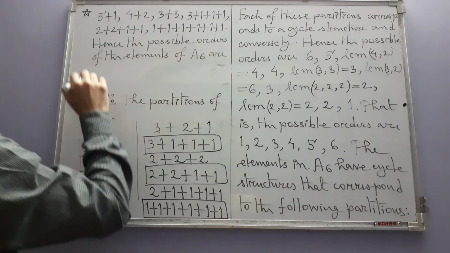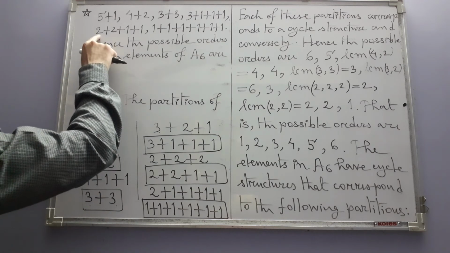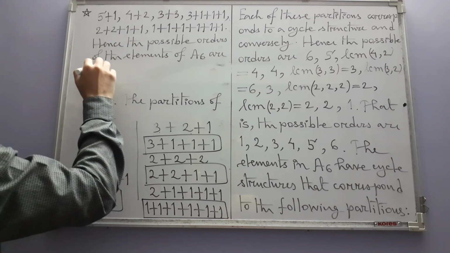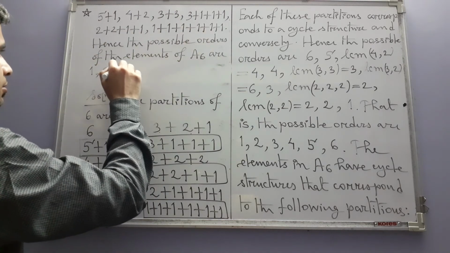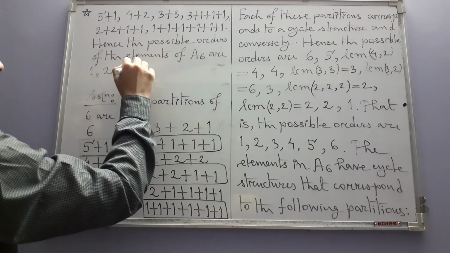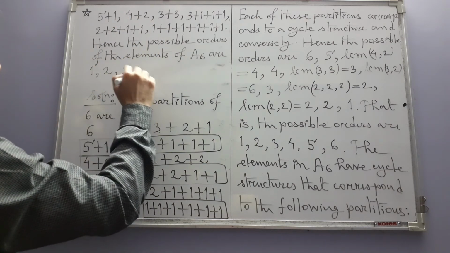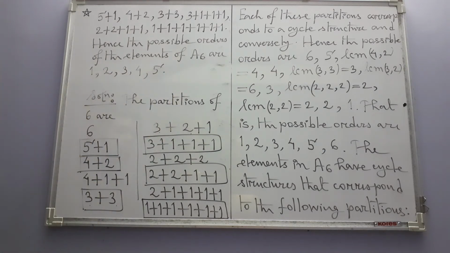Here 1 is there, so 1. LCM of 2 and 2 will give us 2. Here we have 3, so 3. LCM of 4 and 2 is 4, and we have 5 also. So these are all the possible orders.